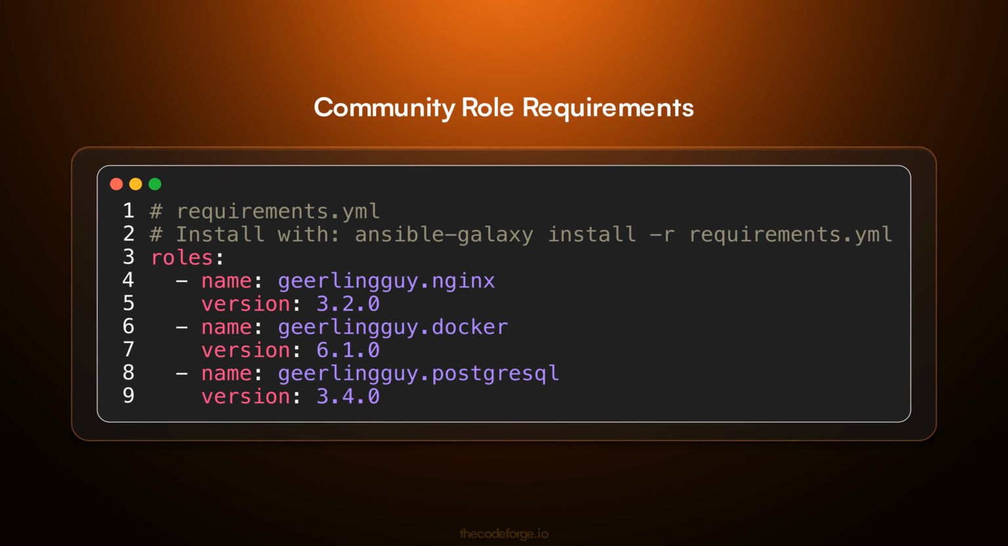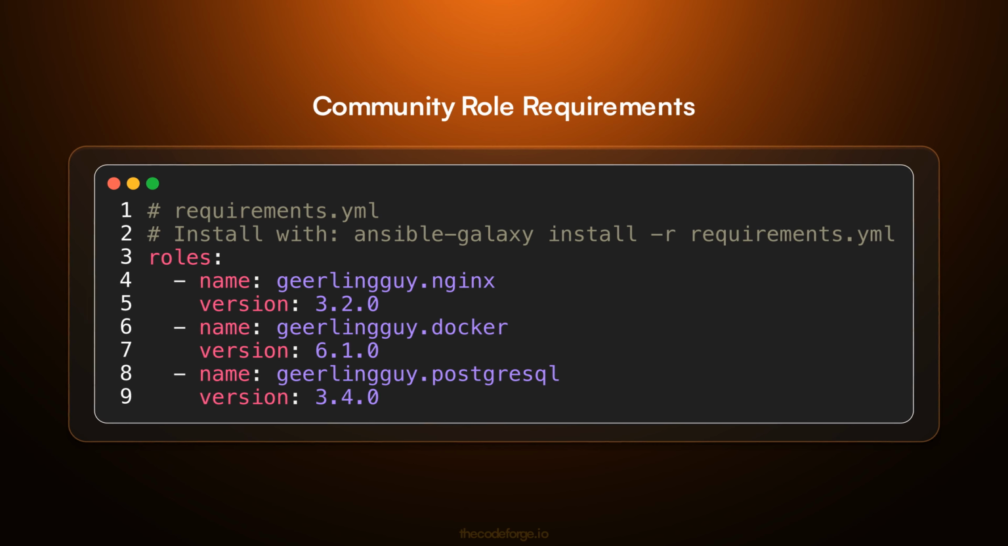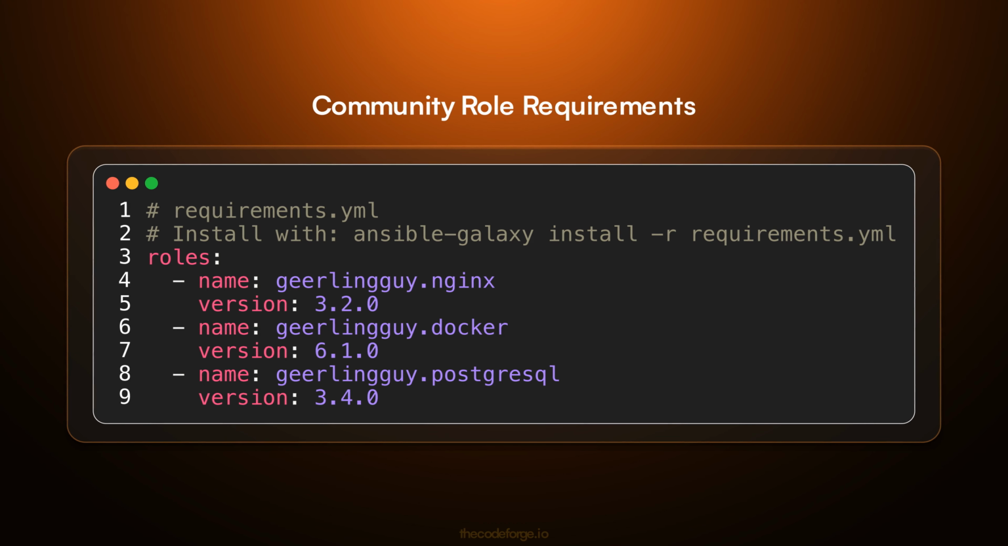Always pin community roles to specific versions in a requirements.yml file. Treat a version bump like a library dependency upgrade: test in staging, read the changelog, then deploy to production.